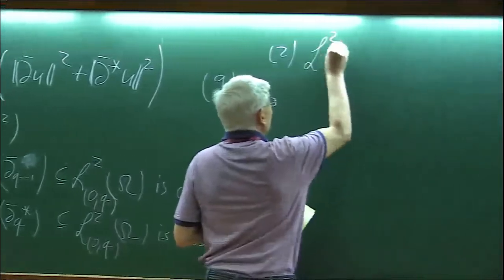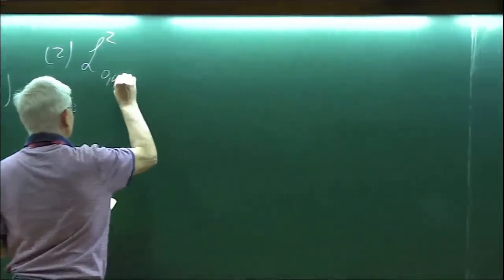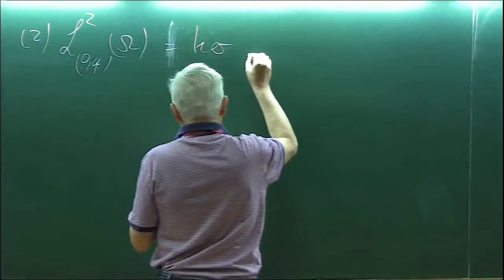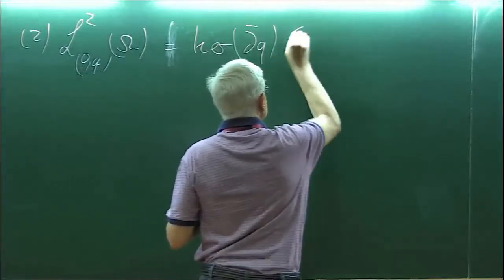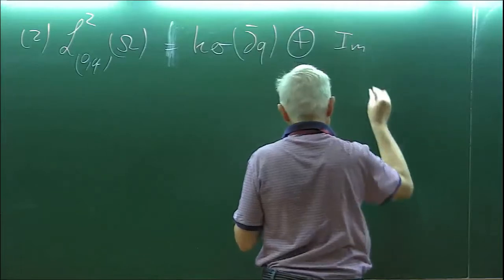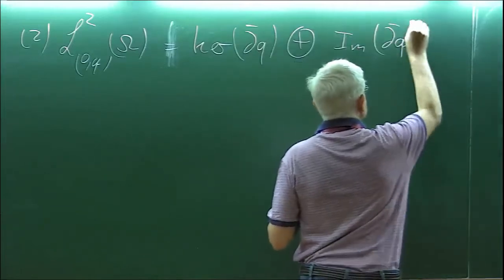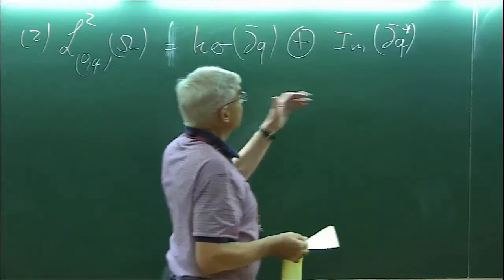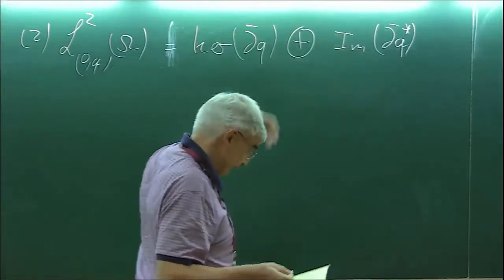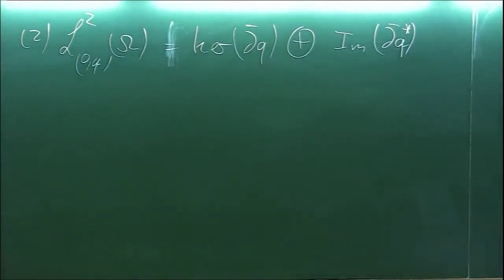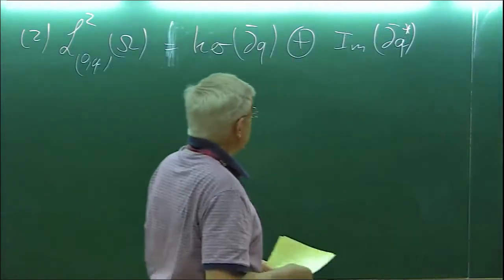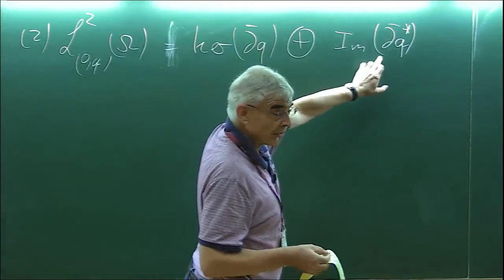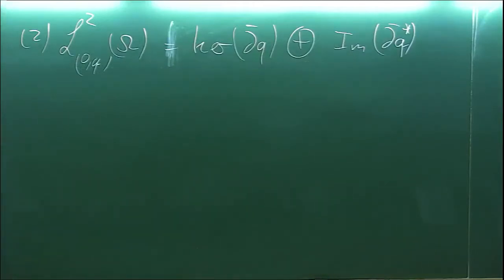Second, we have a nice orthogonal decomposition of L2 0Q into the kernel of d bar Q plus the image of d bar Q star. In general, there would have to be a closure here, but because these images are closed, we don't need that, right? But notice this is an orthogonal decomposition, because things that are in the image of d bar Q star are going to be orthogonal to things in the kernel of d bar Q, right?